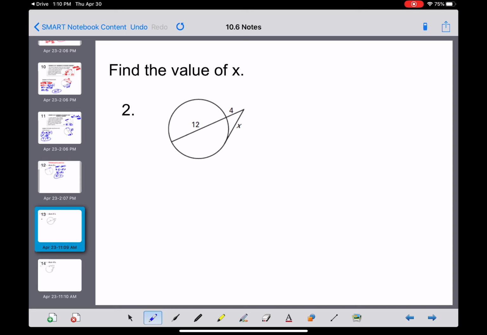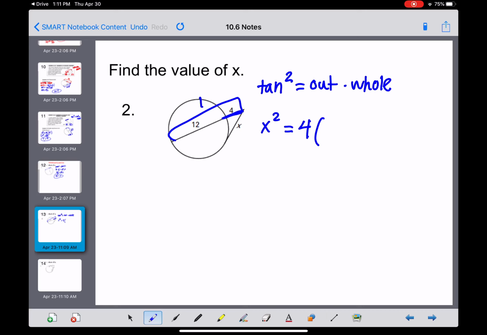Okay, this one is the third one, so we take the tangent and we're squaring it, and then we do the outside times the whole. So the tangent part is x, and we're going to square it, and then the outside part is 4 times the whole thing. 12 plus 4 is 16. So x squared equals 64, and I'm going to square root that. So x is 8.